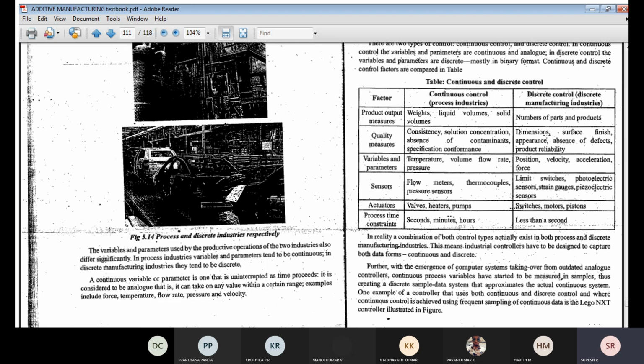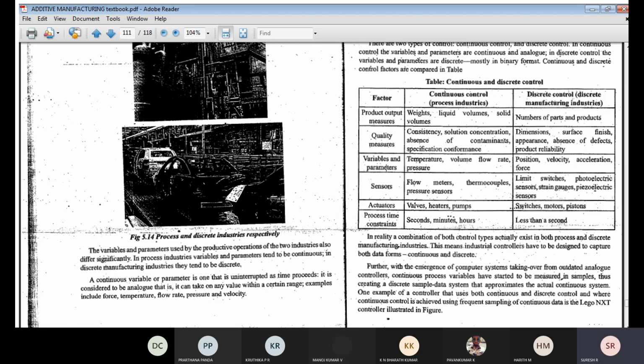Whereas in the discrete control, we're going to measure quality with the help of dimensions: whether the dimensions are accurate, whether it has a clear surface finish or appearance, the absence of defects, or the product reliability. This is how we measure the quality in the discrete control as well as in the continuous control system.